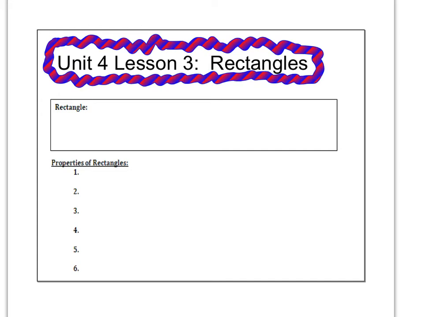Today we are going to do Unit 4, Lesson 3, and it is all about rectangles. So let's start with the definition of a rectangle. You guys know what rectangles are. You've been studying them probably since preschool.